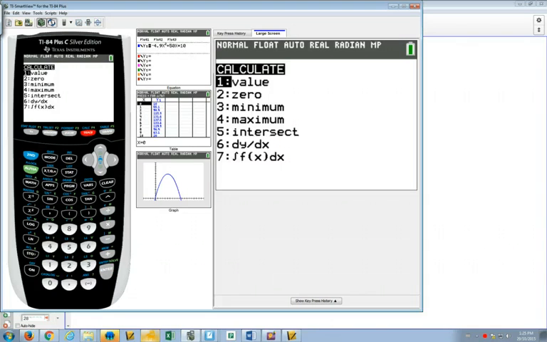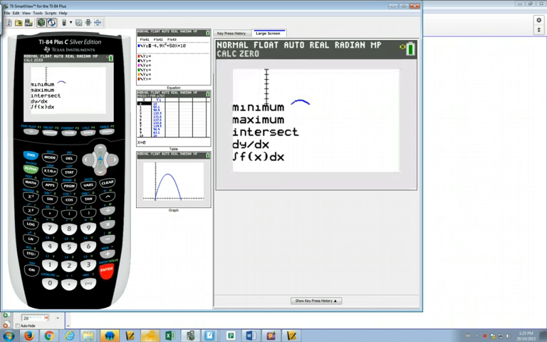The next thing on our list is minimum and maximum. What the minimum and maximum is really helpful for finding on a parabola is the vertex, because the vertex will always be either at a minimum if your parabola is opening up, or at a maximum if your parabola is opening down. The parabola that we have, you can see, opens down. So if we want to find the coordinates of that vertex, we're going to need to find a maximum.